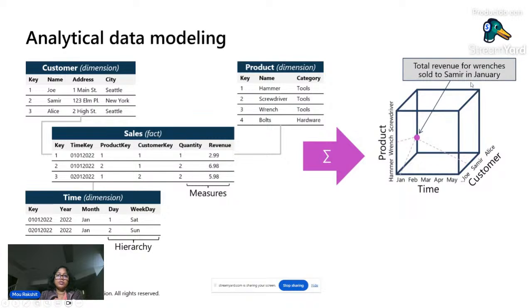And why do you do dimensional data modeling? Because you want to slice and dice the sales revenue based on different dimensions, like which product, which customer. Who is making the most purchases, who is bringing the most revenue, which product is the most sold product, and is there a seasonal pattern, when are the purchases happening more? Those are the things you can do with this kind of a cube.